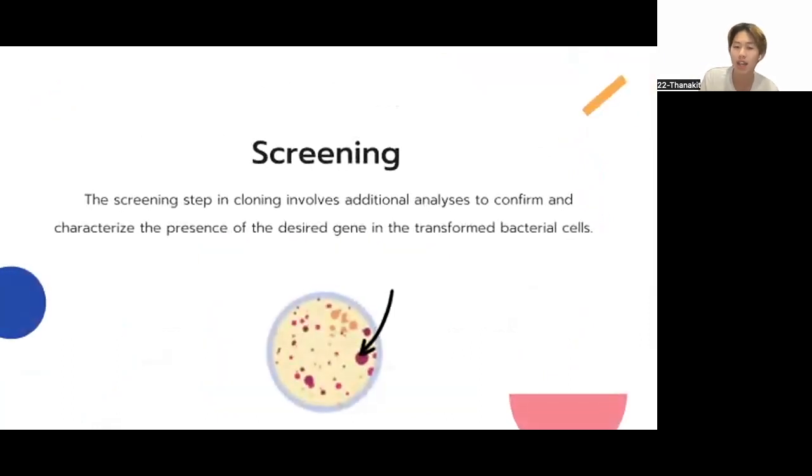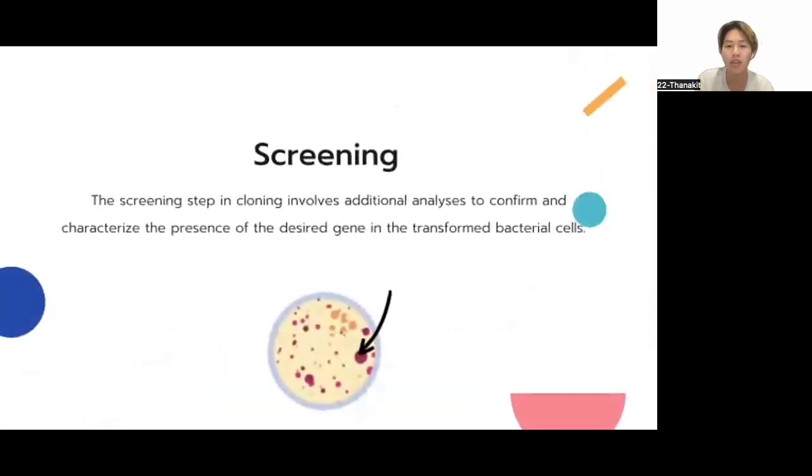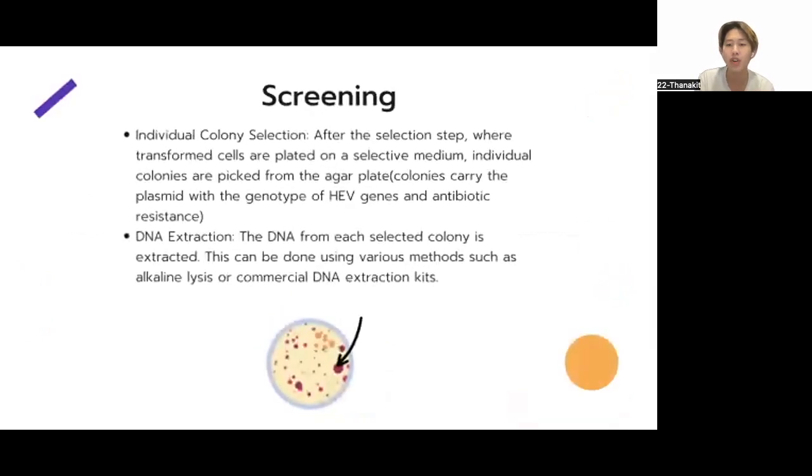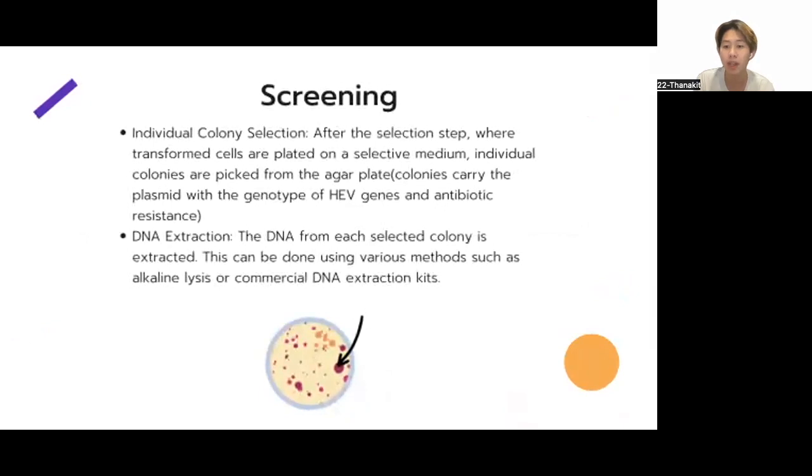The next one is the screening step. It is about analyzing to confirm and characterize the presence of the desired gene in the transformed bacterial cells. Individual colonies are picked from the agar plate, which are the colonies that carry the plasmid with HEV genes and antibiotic resistance. Next, the DNA from each selected colony is extracted. This can be done by using alkaline lysis or commercial DNA extraction kits.